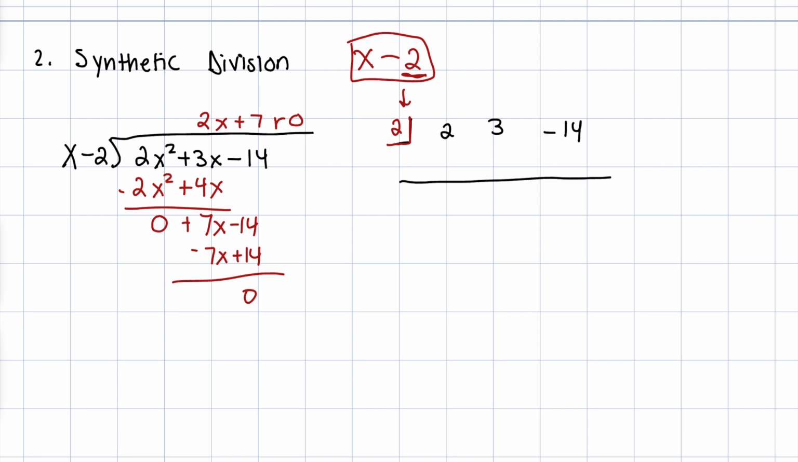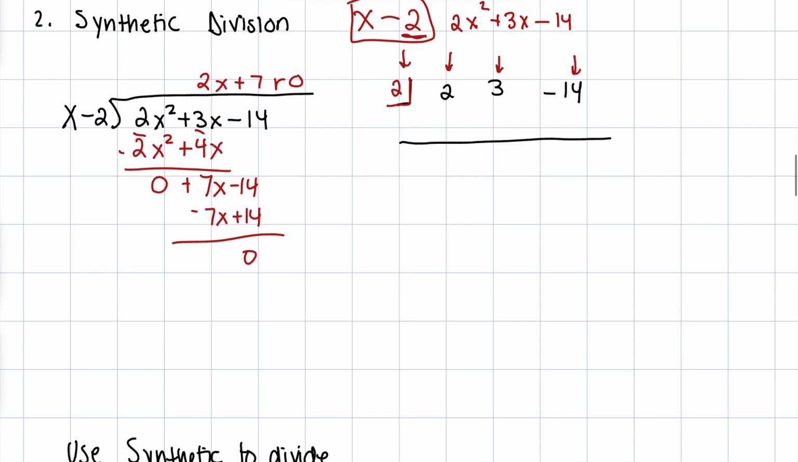And then we put all of the coefficients here. We have 2, we have 3, and we have negative 14. So this implies 2x squared plus 3x minus 14. That's this row here. Now what we do is we do a little number game. So the first thing we do is we bring down this 2. You always bring down that first number there. So bring down the 2.